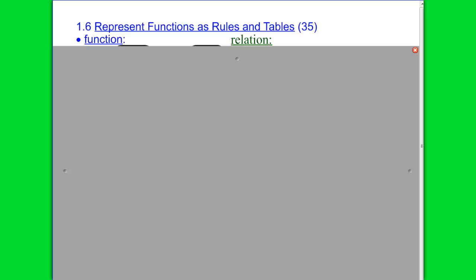Welcome back, Algebra students, to Chapter 1, Section 6. Represent functions as rules and tables. This year we're going to see many types of functions. We will graph different kinds of things: lines, exponential curves, U-shaped quadratics, and so on. So today we're going to talk about how we know whether a group of points is a function or not.